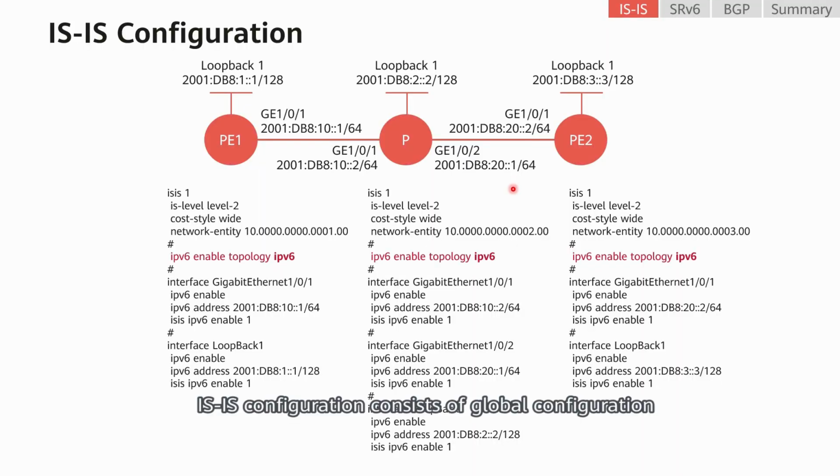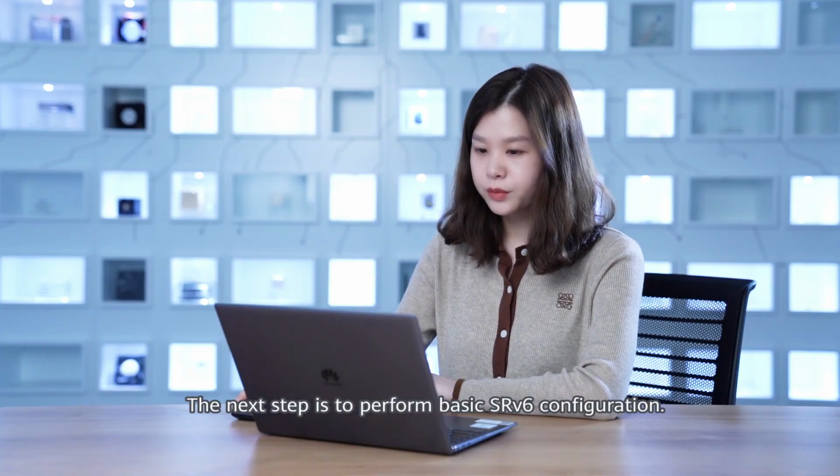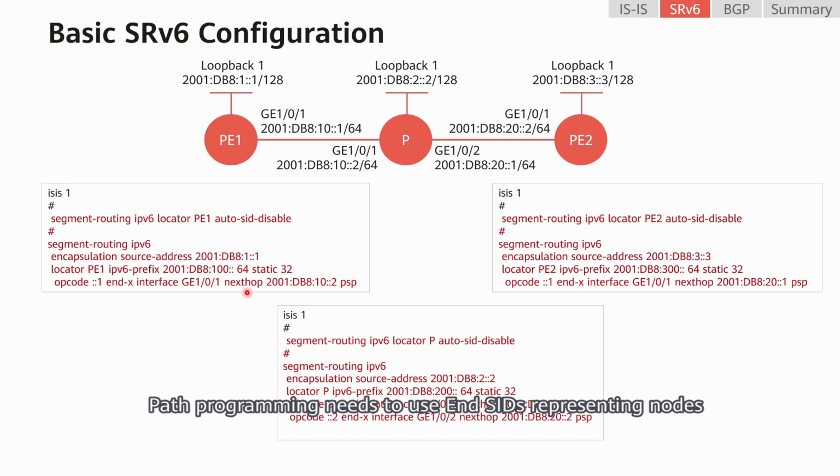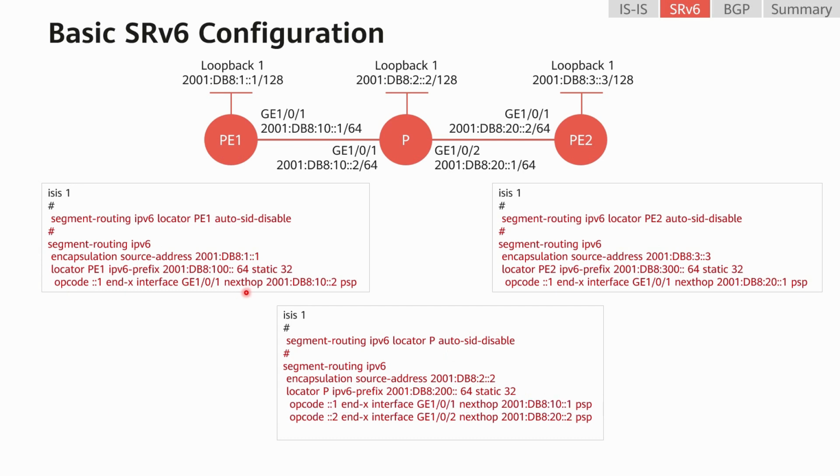IS-IS configuration consists of global configuration and interface-specific configuration. In this step, loopback interface routes are used to establish BGP EVPN peer relationships and configure source addresses for SRv6 encapsulation. The next step is to perform basic SRv6 configuration. This involves enabling SRv6 globally, configuring a source address for SRv6 encapsulation, creating a locator, and configuring SIDs in the locator range. Path programming needs to use End SIDs representing nodes, and End.X SIDs representing adjacencies.